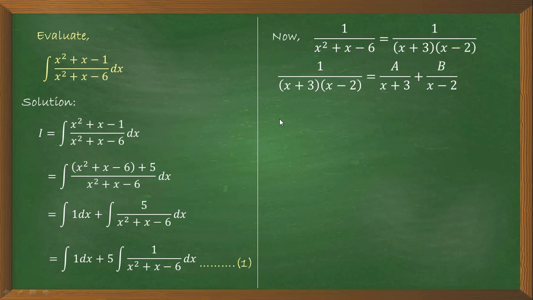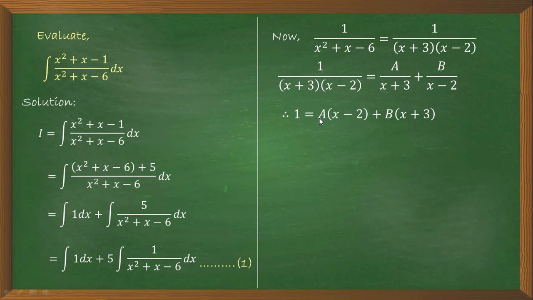So the next step will be, just by cross multiplying, on the left hand side you will get only 1, since we cancel out (x plus 3)(x minus 2) from both sides, and here what will you get, A into (x minus 2) plus B into (x plus 3). You will get it like this: 1 is equal to A(x minus 2) plus B(x plus 3). Now we have to determine the constants A and B.